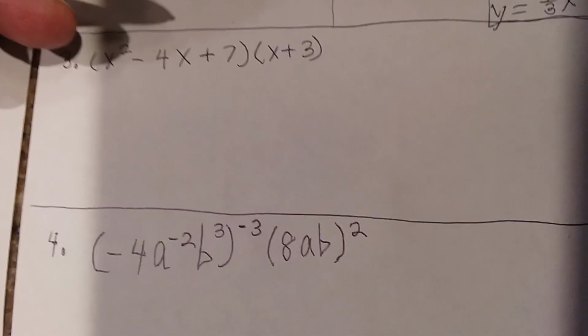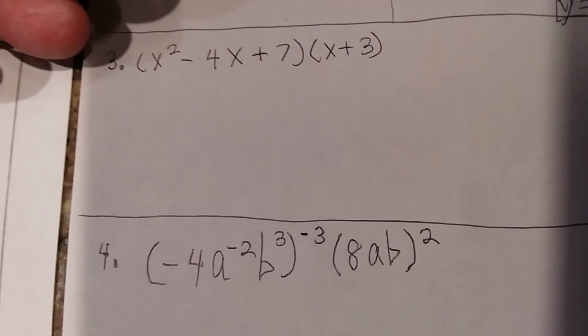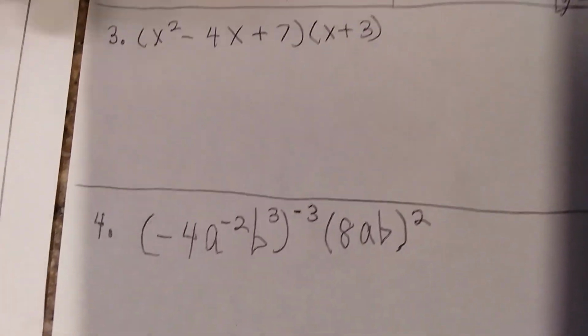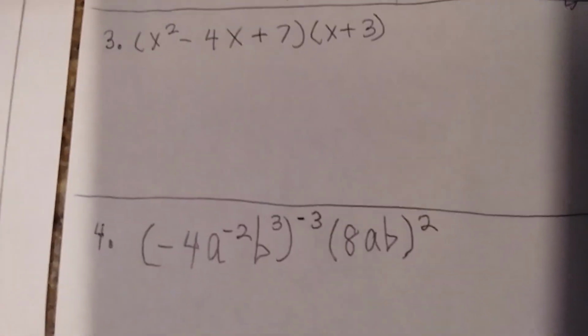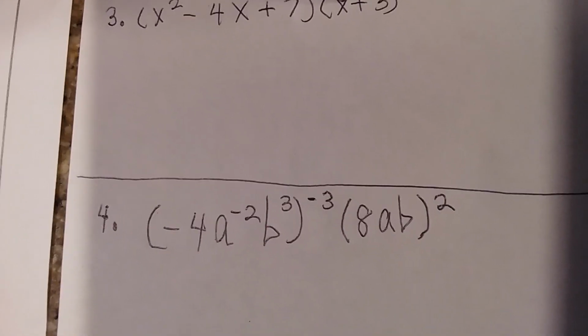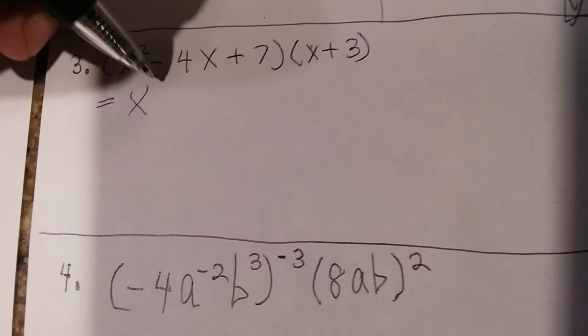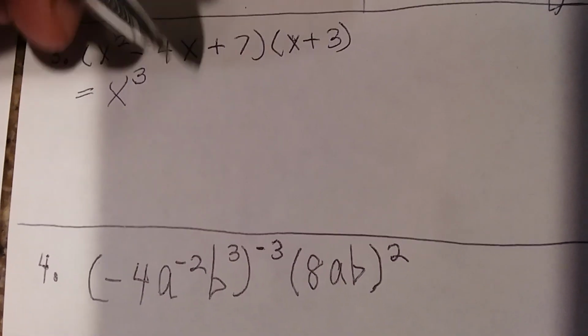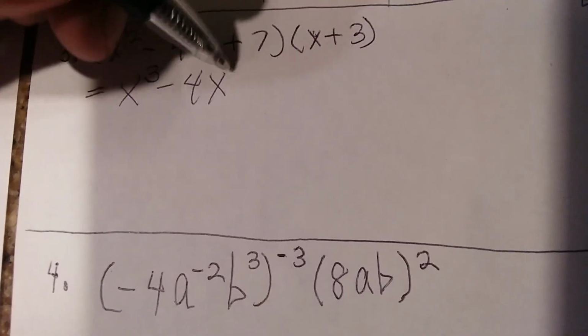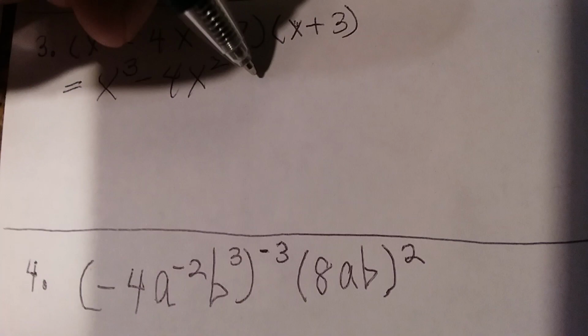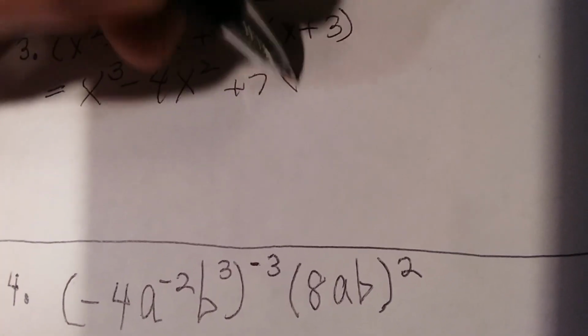Sometimes they say combine like terms, or sometimes they say simplify. Either way, you're going to multiply and then make sure you simplify it. Now all we have to do is distribute the x. So x times x squared is x cubed. x times minus 4x is minus 4x squared. And x times plus 7 is plus 7x.